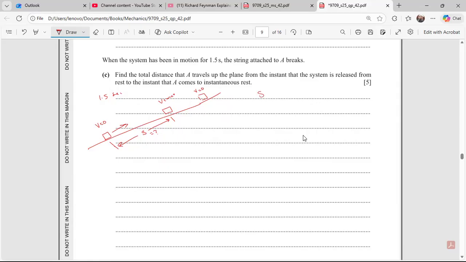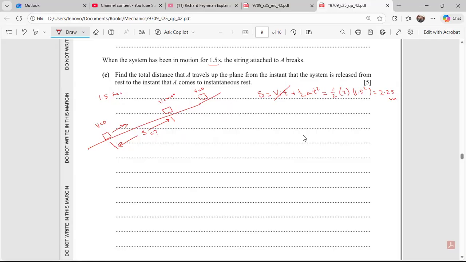We know that the distance is equal to Vi t plus half a t square. In this case, initial speed was 0, so I don't need to worry about this one. Half, and acceleration is also given. The object was accelerating up with an acceleration of 2 meter per second square, and time is also given, 1.5 seconds. So half times 2 times 1.5 square is 2.25 meter. So this was easy. This is the distance it will travel while the string was not broken.